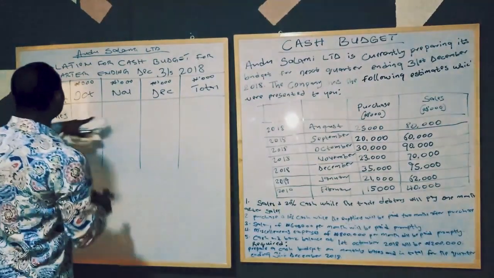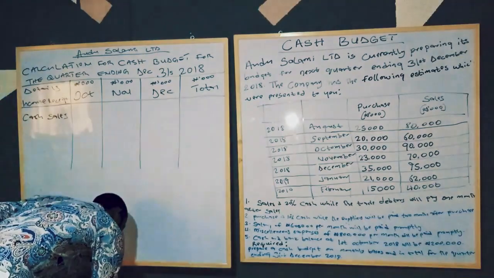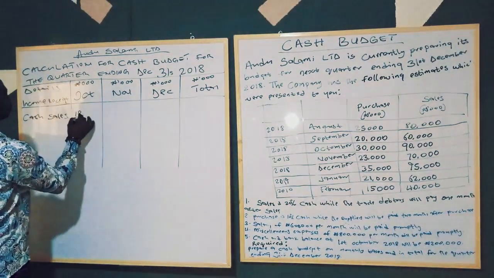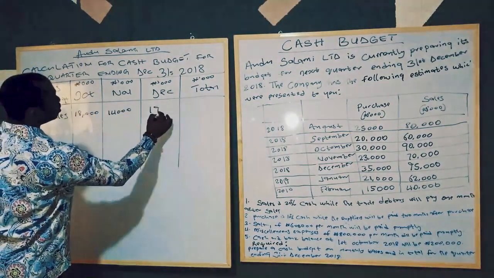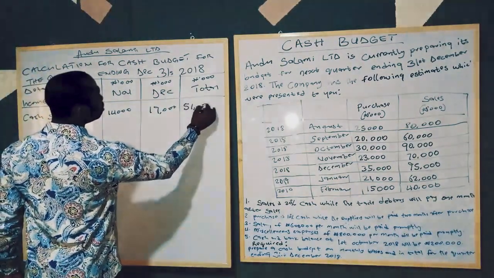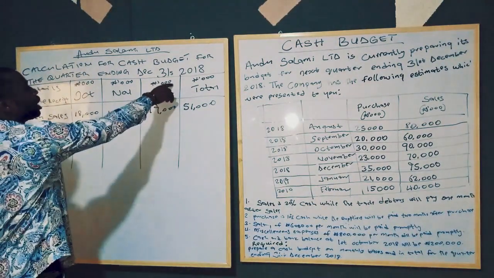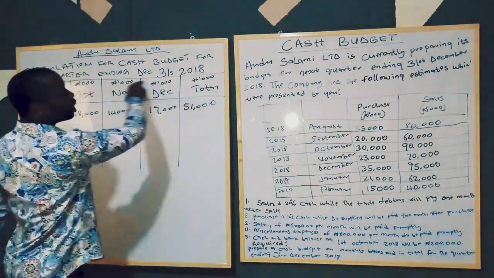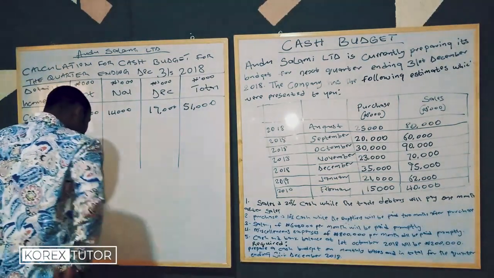So what is the cash sales under these 3 months? We have 18,000, 14,000 and 19,000. When we add these 3, we get 51,000. Normally I just call them thousand because they are in millions; when we add these 3 zeros to all of these, they will be millions. But since we have these 3 zeros at the top, they are covered.